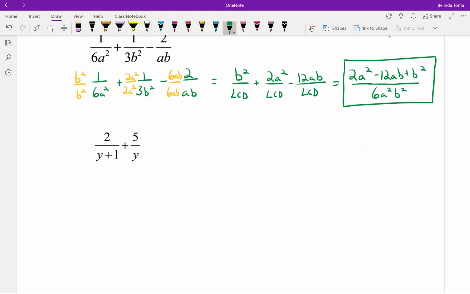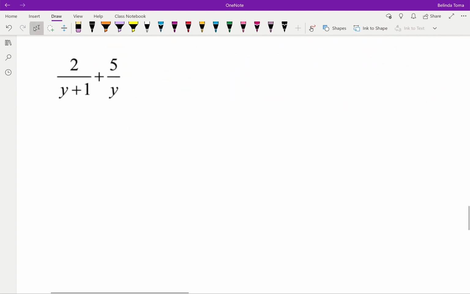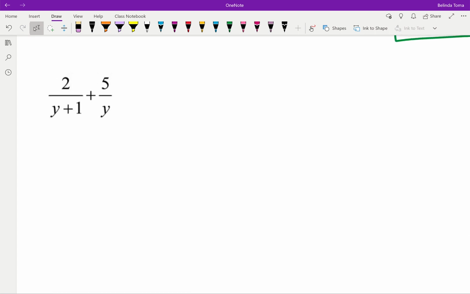So our last example, I have this example, and then I actually added one on just to give you one that's a little bit more challenging. In this case, we have a y plus 1 and a y. Now, even though they both have a y, recall that in factored form, these are two different entities. So our LCD is going to be y times the quantity of y plus 1 because they don't share any common factors.